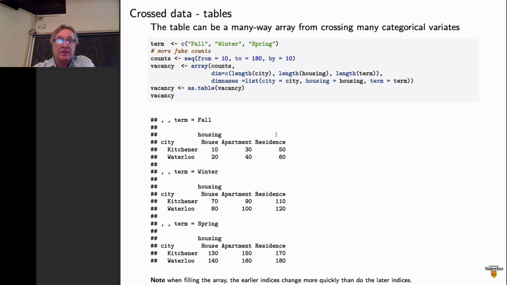So it's taking these counts and filling that array by changing the first index fastest, then the second fastest, etc. So the first index is going to be the city, second be housing, and third is the term, fall, winter, and spring. Okay, so that's a 3-way table. In this case, a 2 by 3 by 3 array. All right. So that's filling it up, and mainly you have to be cognizant of the order in which it's filling.